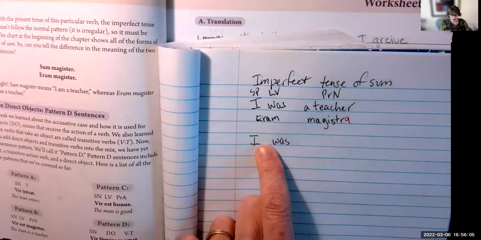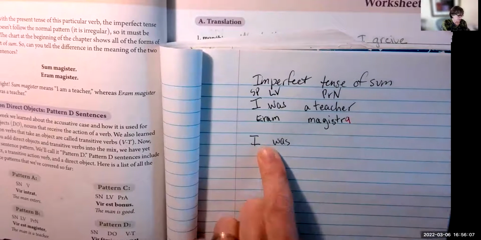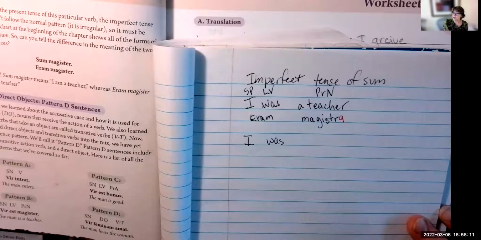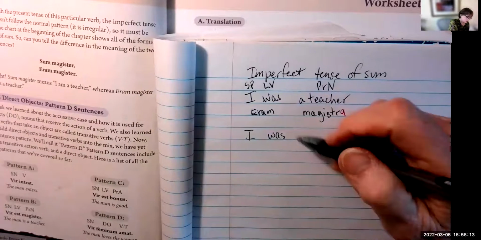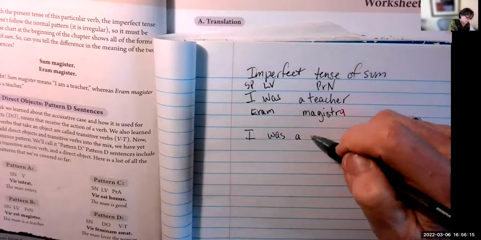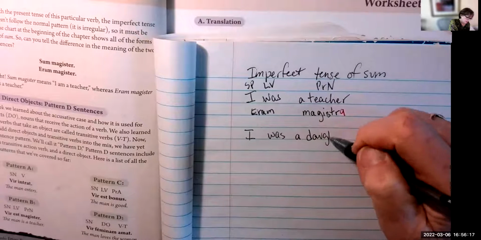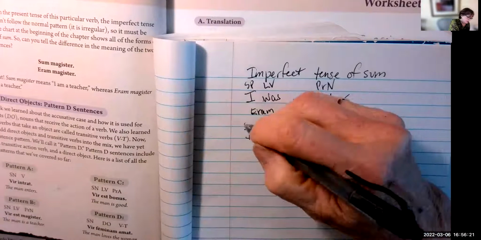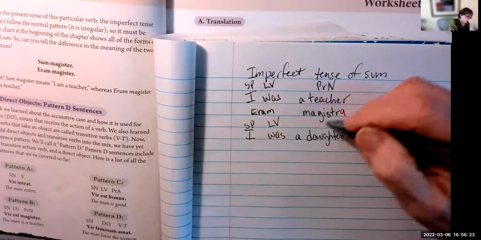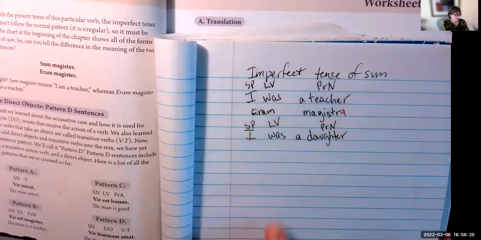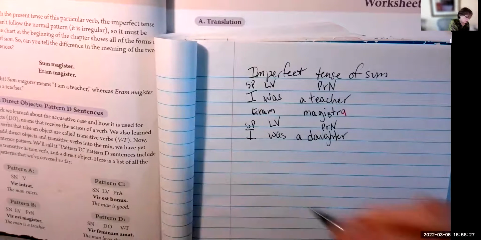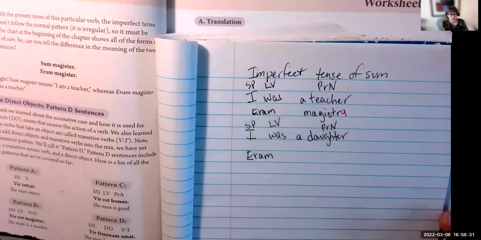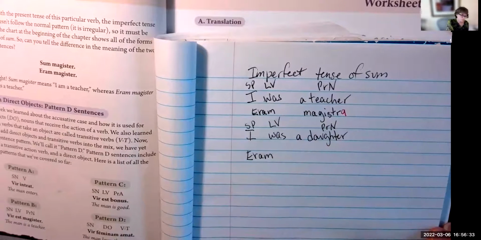What else could I be? I could say I was a daughter. Well, we already know what "I was" is, right? Subject pronoun, linking verb, predicate nominative. So what is "I was"? It's still eram. Eram. I was. And then what is the stem for daughter? Do you remember?